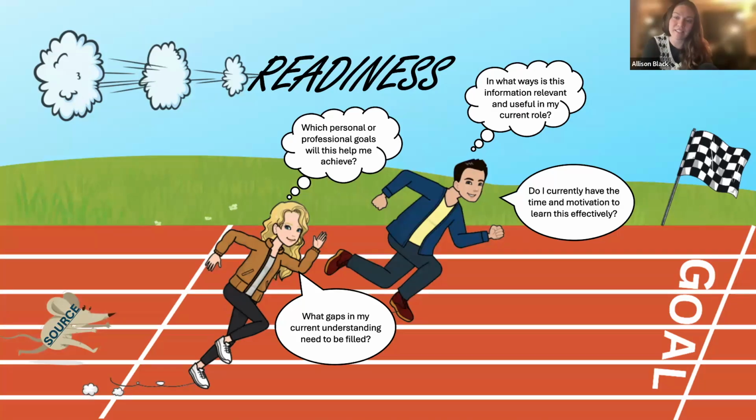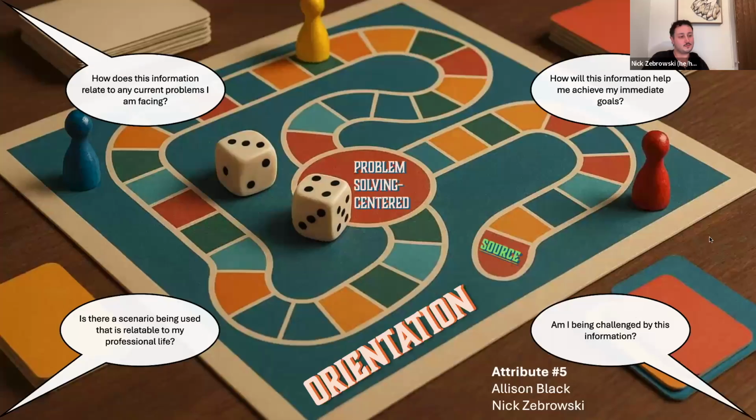Exactly, Nick. Readiness is deeply tied to purpose. Adults engage when the learning serves a current role or challenge. As someone transitioning from K to 12 education to adult learning, this attribute reminds me to ground content in what matters now for the people I support.